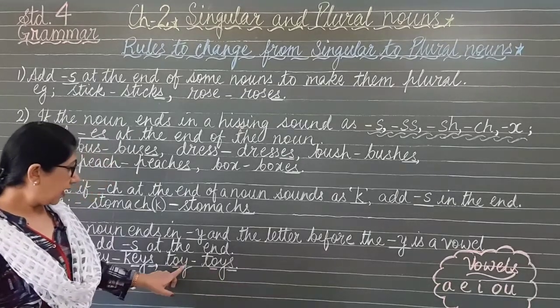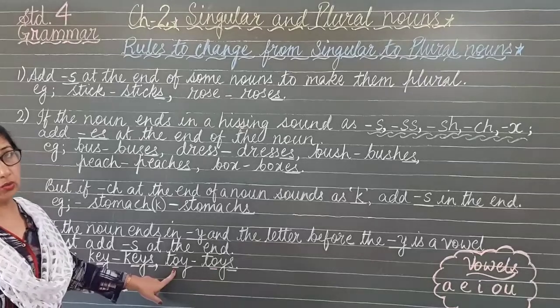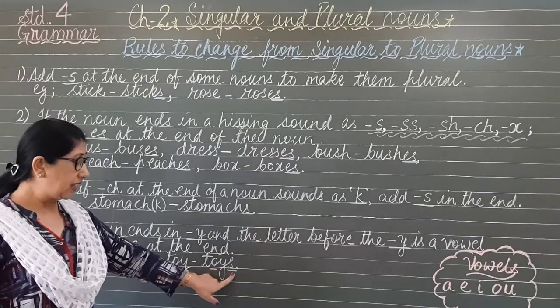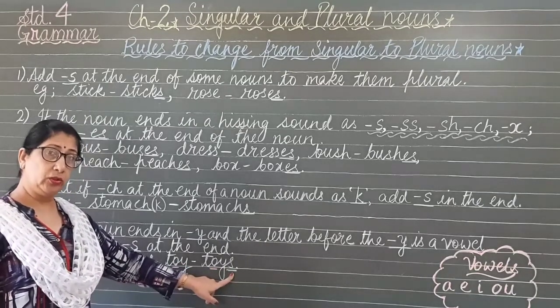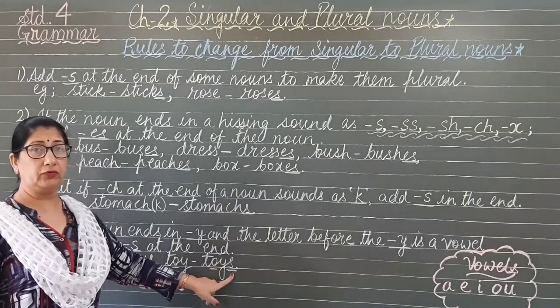Similarly, toy, toys. Here also y is preceded with the vowel o. So we have to add only s at the end to make it plural. Is that clear to all of you?